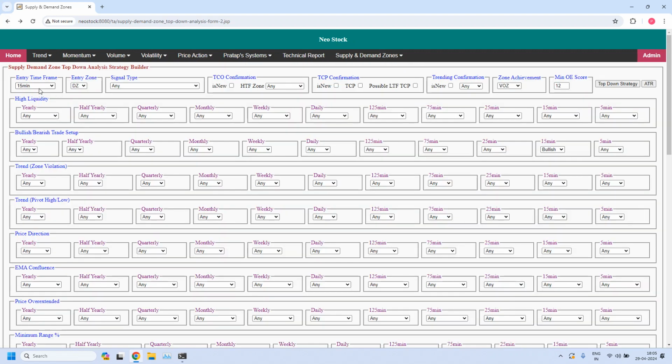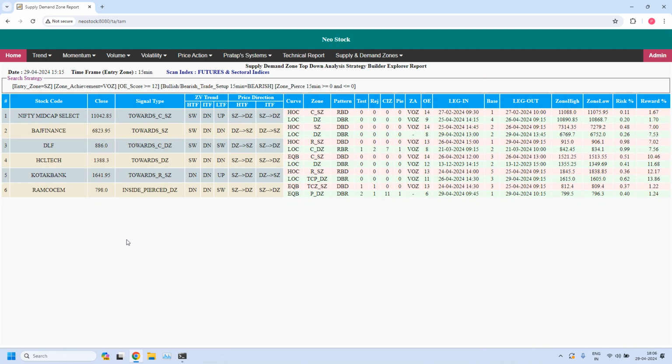So now we are going to generate bearish trade setup for a daily income trade. Daily income trade entry time frame is 15 minutes. But for bearish trade setup, entry zone should be supply zone. And also in bullish or bearish trade setup parameter, in 15 minutes time frame, I am selecting the value bearish. And the 3 filters we already set in the previous screen still hold good. So now let us generate the report. So 6 stocks are filtered. Currently these 6 stocks are supporting bearish trade setup for daily income trade.